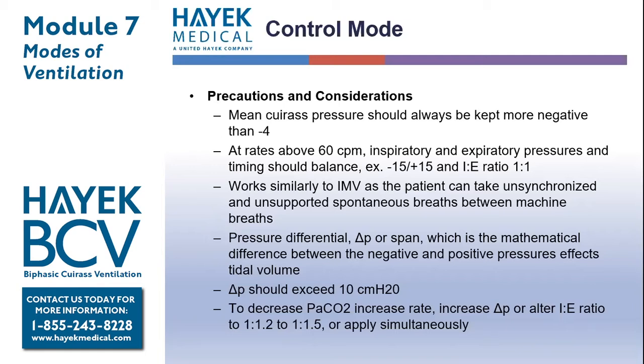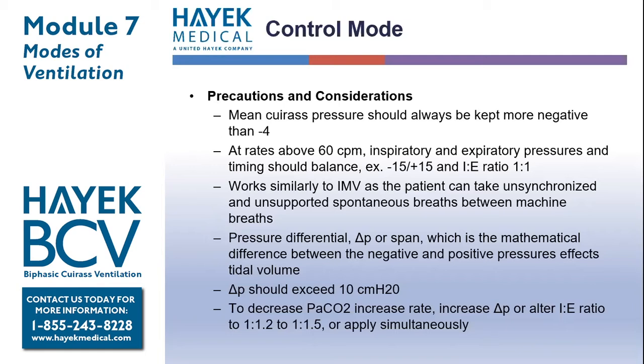At rates above 60 cycles per minute, inspiratory and expiratory pressures and timing should be balanced. So if that rate elevation is required for CO2 clearance, at that point, it is time to balance your pressures. So if you're generating a pressure difference of 30, you would divide that up as 15 over 15. Keep your IE ratio at 1:1. Thereby, you're not enhancing air trapping. So by balancing the pressures, we're not favoring inspiration quite as much, and we're going to help empty the lungs more.